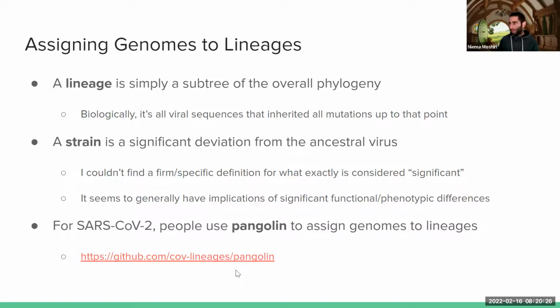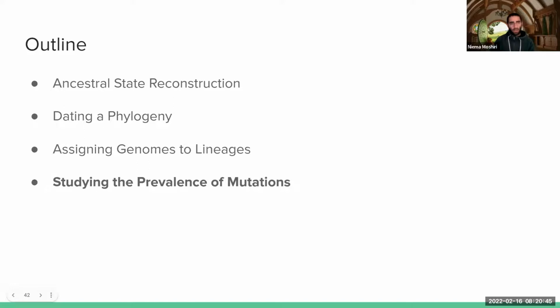Yeah, and then once we have Pangolin, now we can do things like, if I have a bunch of COVID sequences from UCSD, I can assign them to Delta or Omicron or whatever lineage they came from. And then we can see how the different lineages are growing or falling over time. And that is the focus of the next part.